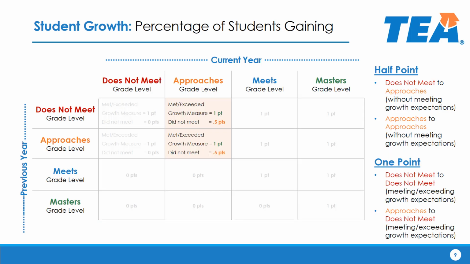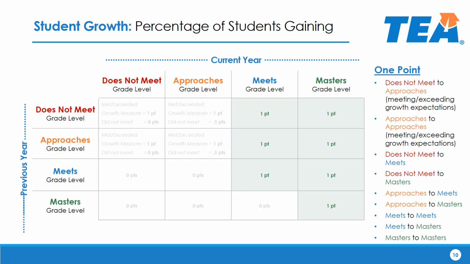There are 2 different ways to earn half a point. Half a point is awarded for maintaining proficiency even if the STAAR progress measure expectations are not met. And there are 11 different ways to earn 1 point. 1 point is awarded for meeting or exceeding the STAAR progress measure expectations or for achieving a higher proficiency level than last year.